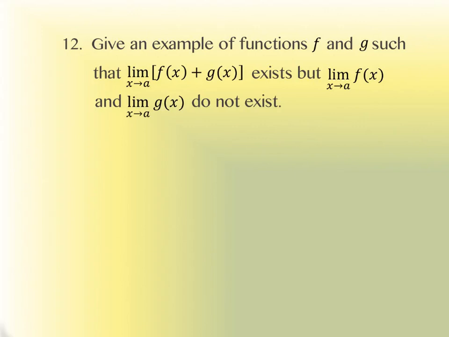Now, if you take a look at this problem, it sort of looks like what you were told you had, but it's in reverse. This says, give an example of functions f and g such that the limit of the sum exists, but the individual limits do not. This is backwards of what 3.1 says. 3.1 says if you have the individual limits and you want the limit of the sums, you can take the sum of the individual pieces. But this is going in reverse.